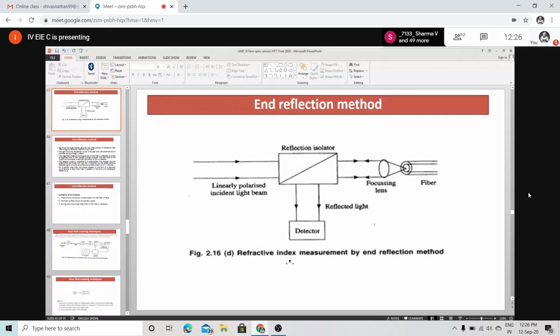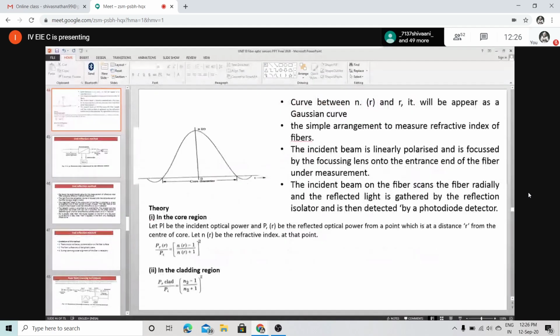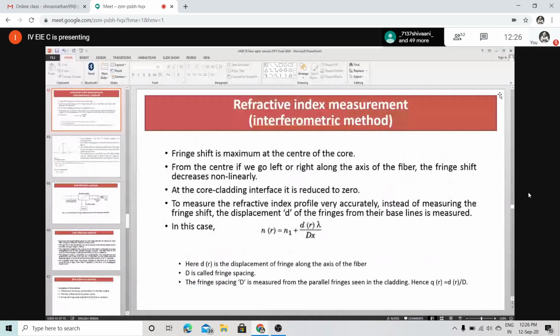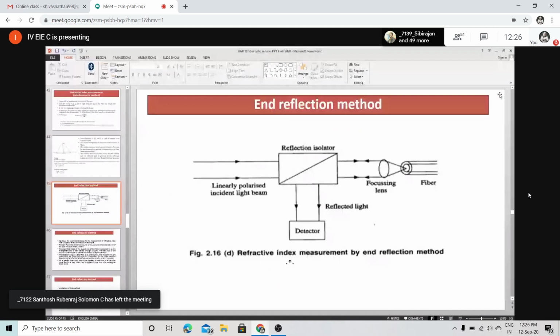It is based upon the end reflection, but it is not quite important for you. What is important is the refractive index measurement using an interferometric method. Clear? This end reflection method I couldn't find in any of your books to be clear and sound. So try to understand this.